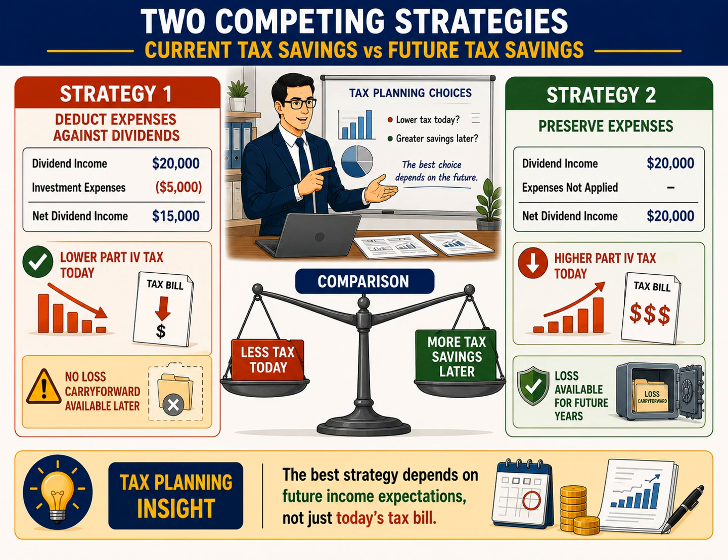One side represents lower tax today. The other side represents potentially greater tax savings in the future. Neither side is automatically correct. The best answer depends on the corporation's circumstances and expectations for future years.